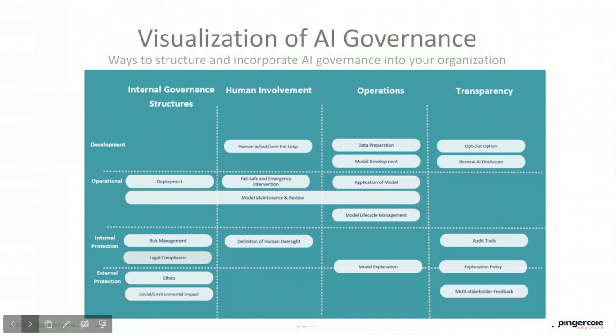So again, this is an example visualization for an example hypothetical company. Yours may look a little bit different. You may have other priorities and other things which you could fit here. So this is just a starting point.